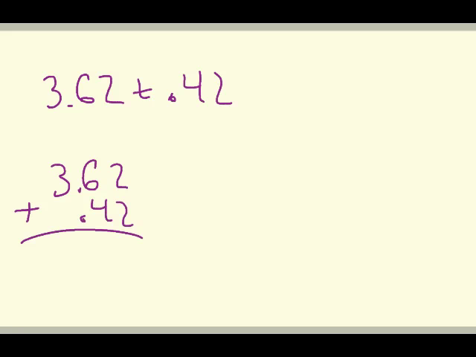If I have 3.62 plus 0.42, you know from our jingle, when adding decimals, you line up the decimal points, right? We have to set it up with decimals lined up and then go from there. Subtracting is the same, right? When subtracting decimals, you line up the decimal points.